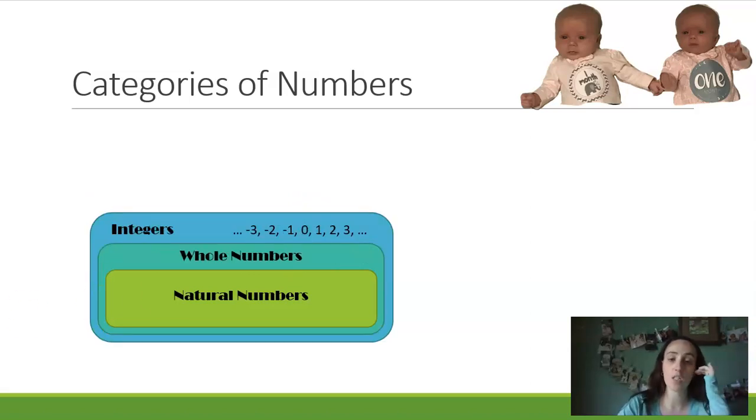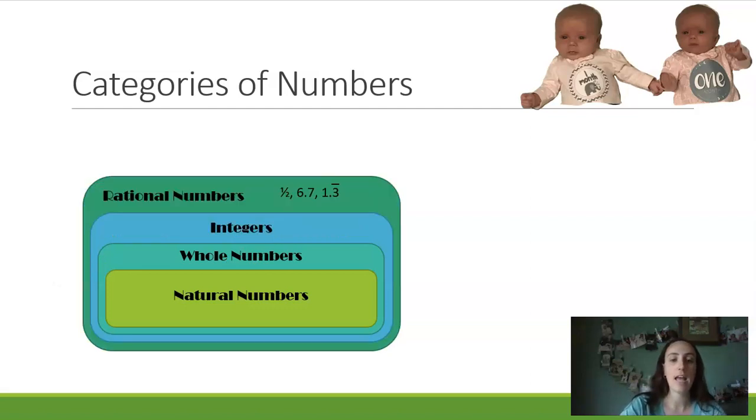Then we have integers. Integers are all of the whole numbers and their opposites. So it's any positive or negative number, but now we cannot have anything with fractions or decimals. After integers are rational numbers, and rational numbers are now any number that can be written as a fraction. So 1/2, 6.7, 1.3 repeating. If it's a decimal, it has a decimal that ends or it has a decimal that repeats.